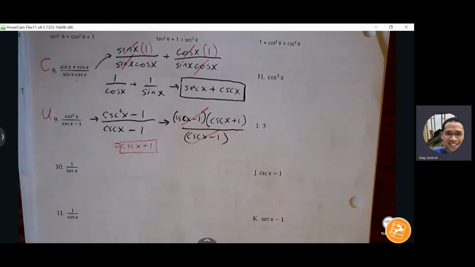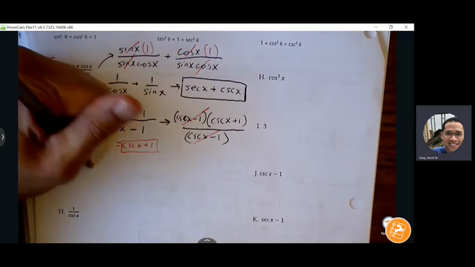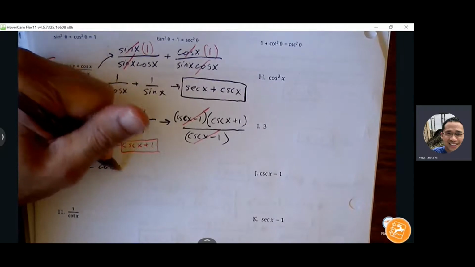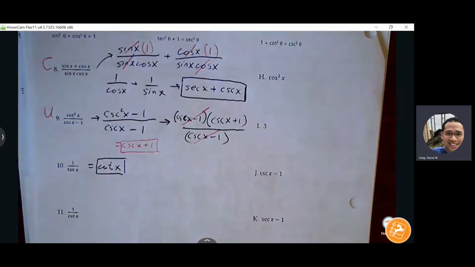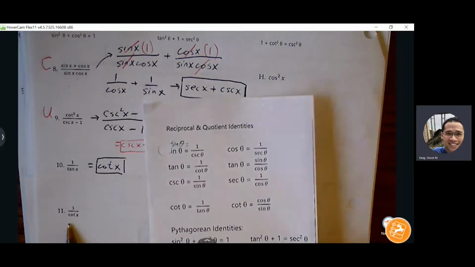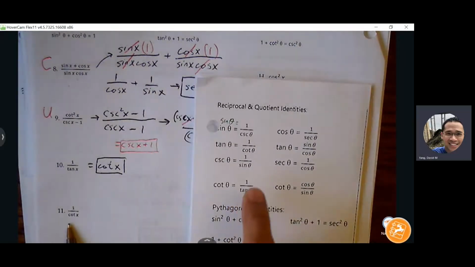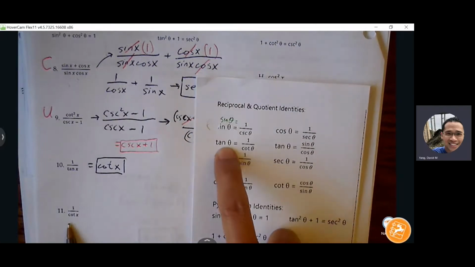Okay, number 10, 1 over tangent x. What can we do with 1 over tangent x? Make it cotangent. One over cotangent x. Reciprocal here, tangent.